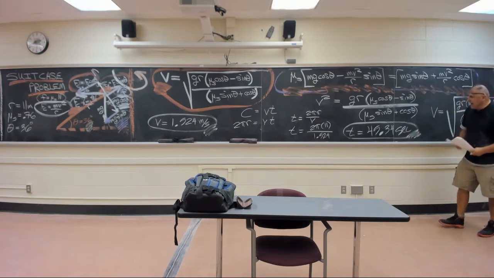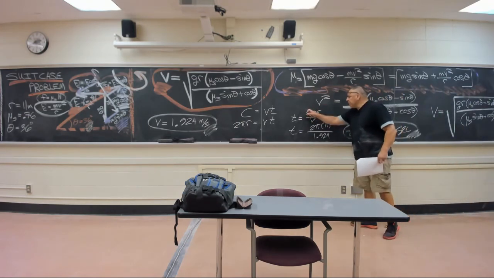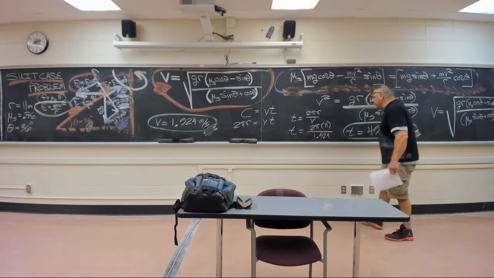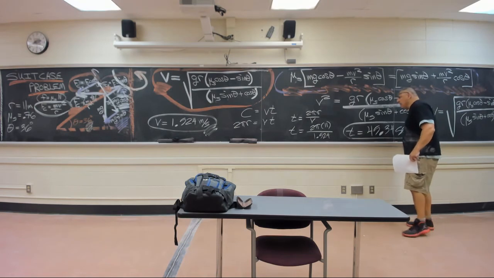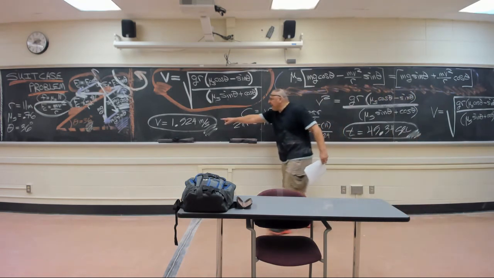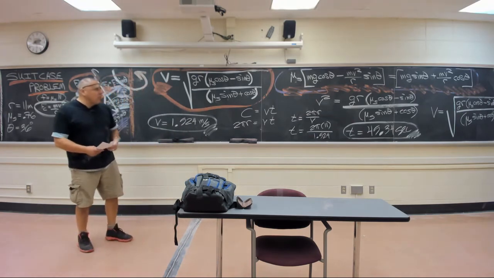It's 45. How could you verify that? Go 2 pi r, 2 times pi times 11, get an answer, and divide it by 45.34. You're going to find the speed is 1.524. Okay, you know that. You can do all the gymnastics that you want.